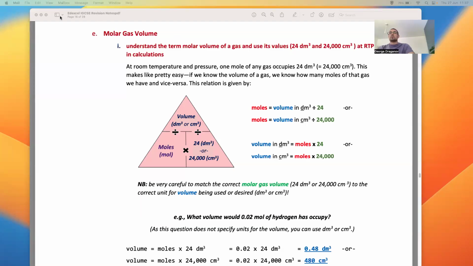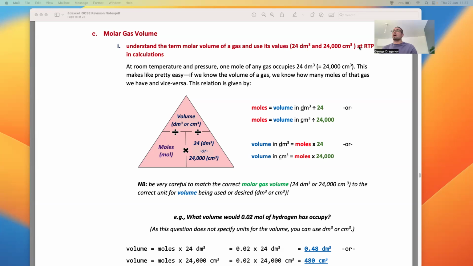Today's lesson, we're going to look at molar gas volumes. So the syllabus point is here, and this 24 is a special number. The reason it's a special number is that all gases, no matter what gas you have, if you have 1 mole of that gas at room temperature and pressure, it will always take up 24,000 centimeters cubed of space, or 24 decimeters cubed of space.